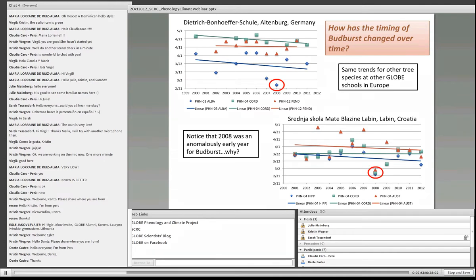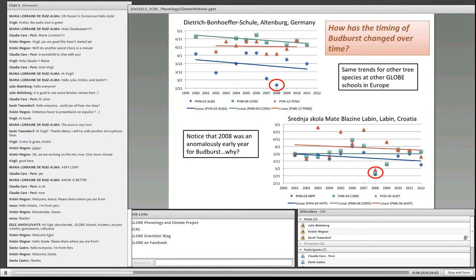When I was looking at this data, though, there was something else that jumped out at me. You'll notice that 2008 was a very anomalously early year for budburst. And especially because it was very obvious in Croatia, all 3 of the tree species had a very early budburst that year. There was also at least 1 tree species in Germany that had a very early budburst that year as well. So it started to make me wonder what climate factors might have had an impact on that.